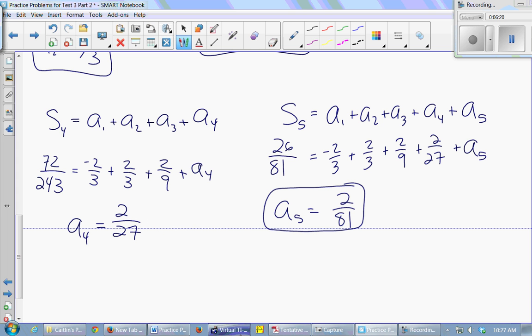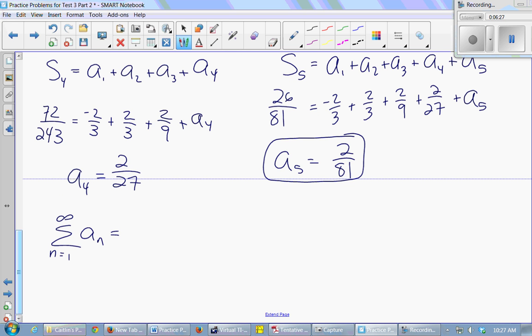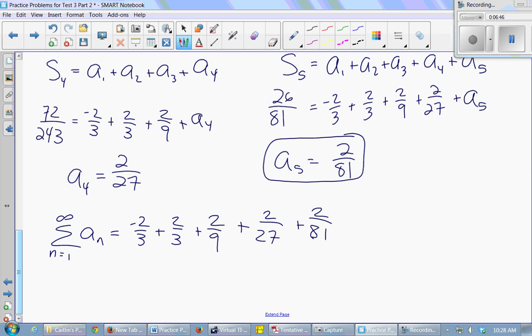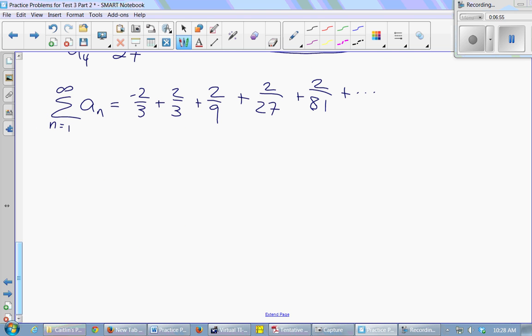All right, so my sum from n equals 1 to infinity of a sub n is negative 2/3 plus 2/3 plus 2/9 plus 2/27 plus 2 over 81, plus a bunch more terms that I could figure out if I wanted to, but hopefully I have enough information here. So it looks like all of my terms have a numerator of 2 except for this first one. And my multiplier, except for the first one, I can get from one term to the next by multiplying by 1/3.